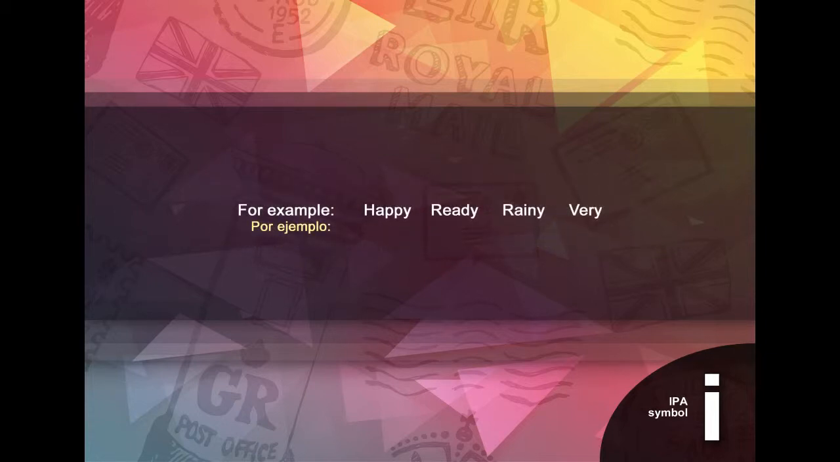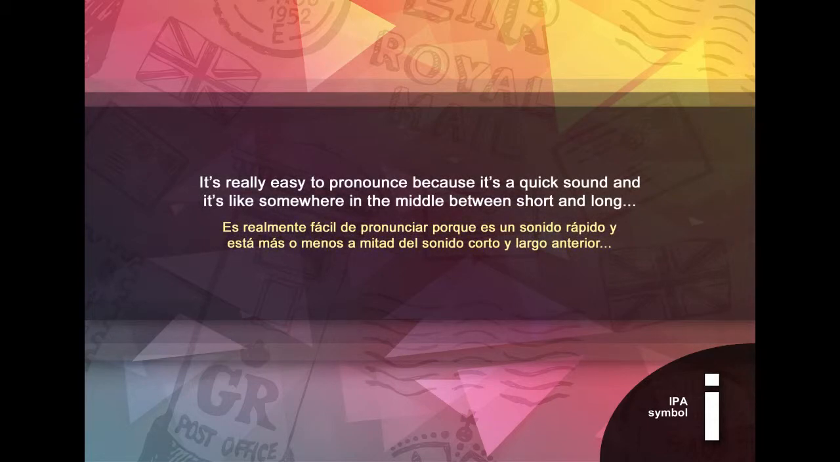For example, happy, ready, rainy, very. It's really easy to pronounce because it's a quick sound and it's somewhere in the middle between short and long.